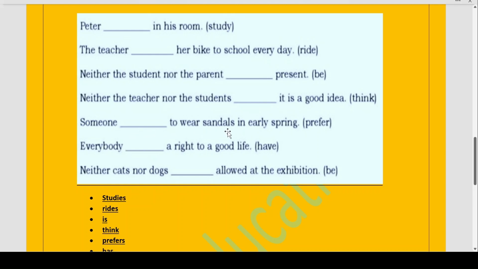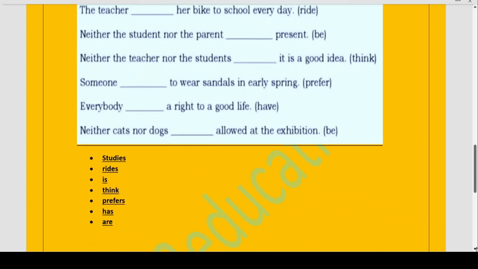Someone ___ to wear sandals in early spring. Someone prefers to wear sandals in early spring. Someone again is a singular subject which is followed by a singular verb, prefers. Everybody ___ a right to a good life. Have. Now again, have and has. Where do we use have and where do we use has? Everybody again is a singular subject. So it will be followed by a singular verb, has. Everybody has a right to a good life.